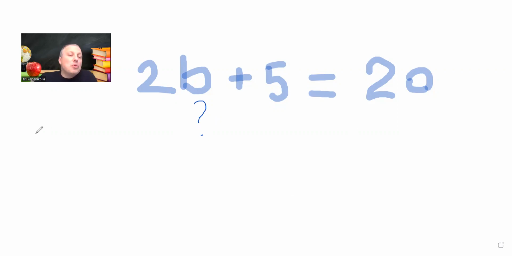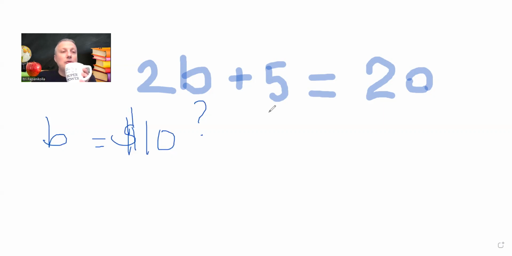So let's assume that the book maybe is $10. If the book is $10, does that work? Well, 2 times 10 is 20, and then 20 plus 5 is 25. So that'll be too much. So I think maybe we should go with a price that's a little less, right?